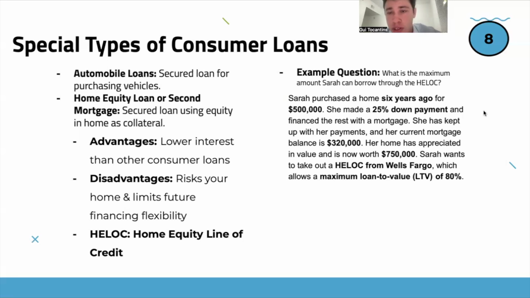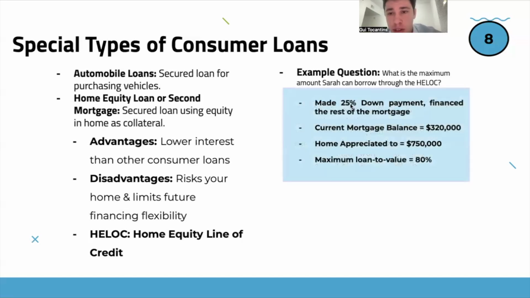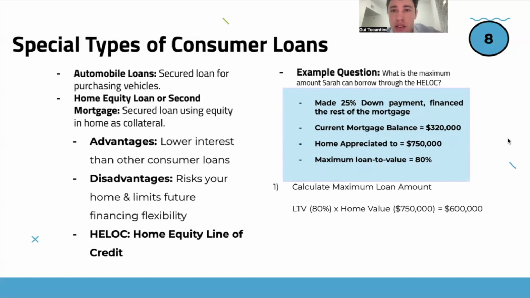This is what a HELOC problem looks like. What is the maximum amount Sarah can borrow through a HELOC? And you have a whole story here that I'm going to summarize. She made a 20% down payment and financed the rest of the mortgage. Current mortgage balance is $320,000. Home appreciated to $750,000. Maximum loan to value is 80%.